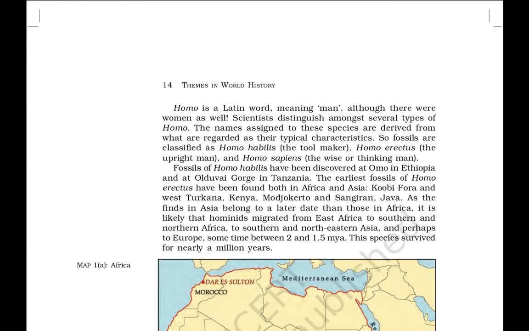Homo is a Latin word meaning man, although there were women as well. Scientists distinguish among several types of Homo. The names assigned to these species are derived from what are regarded as their typical characteristics. So, fossils are classified as Homo habilis, the toolmaker, Homo erectus, the upright man, and Homo sapiens, the thinking man.